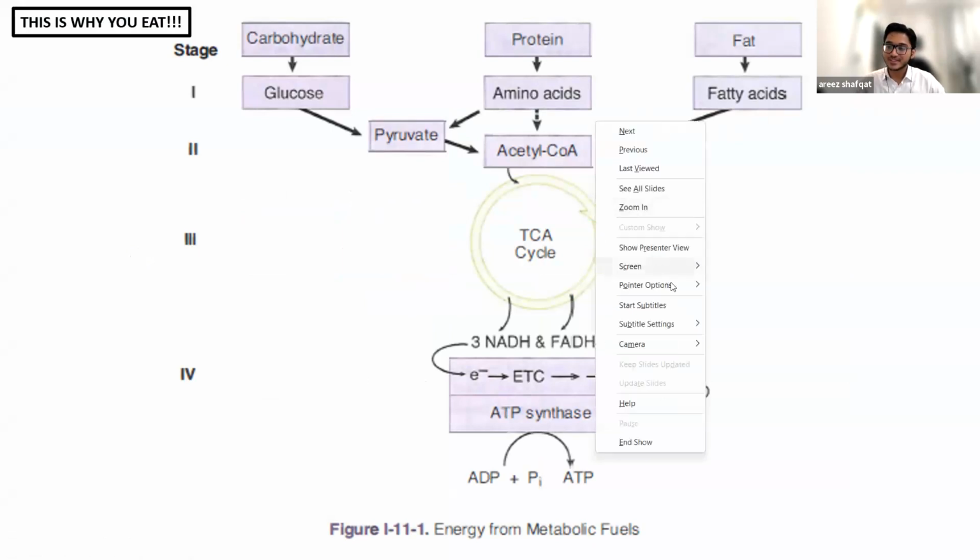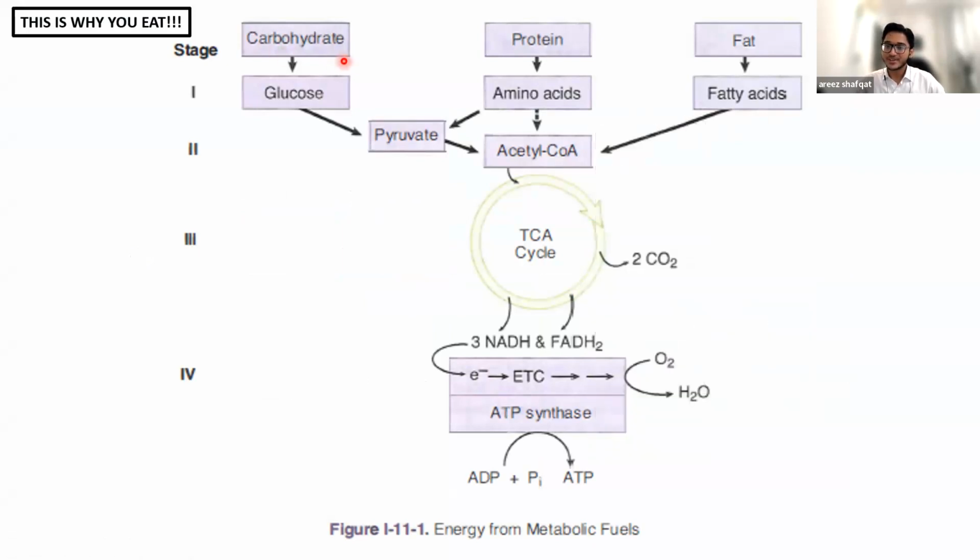That's what this diagram is basically showing us. We eat because food has macronutrients in the form of carbohydrates, proteins, and fat. Carbohydrates get broken down into glucose. Refer to your GI lectures for that. Then glucose gets broken down into pyruvate by a process called glycolysis. Pyruvate goes into acetyl-CoA by an enzyme called PDH, right?